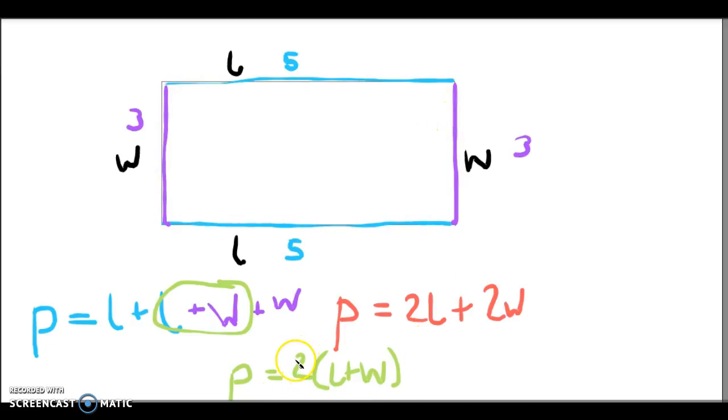So even though these all look very different, all 3 of these are ways to write the formula for perimeter. Hopefully that clears up any confusion about the formula for perimeter. If you have any other questions, let me know.